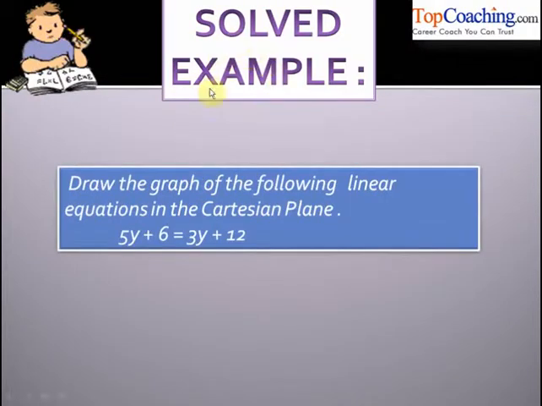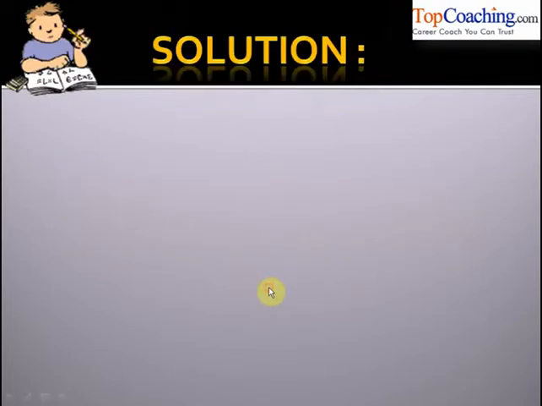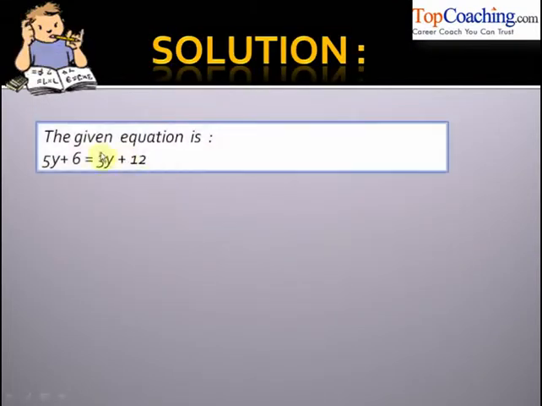Let's look at another problem. Draw the graph of the following linear equation in the Cartesian plane. The equation is 5y plus 6 equal to 3y plus 12. So now we have been given an equation, and we have to draw the graph of this equation. So the given equation to us is 5y plus 6 equal to 3y plus 12.